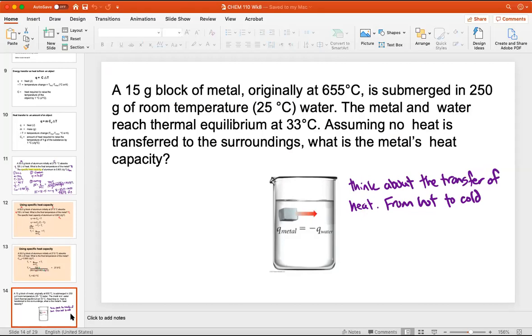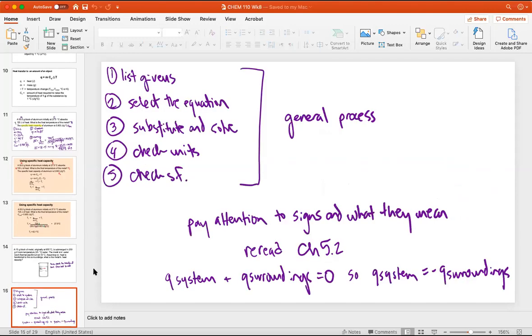So assuming that there's no heat transferred to the surroundings, what is the metal's heat capacity? So this is the case where we want to start to think about the transfer of heat. So heat is always transferred from hot to cold. And I've given you one example of where you could place the sign. But I want you to pay particular attention because if we look at how we might solve this problem, you're going to notice that there's a general process that we're going to use. So we're going to list our givens, we're going to select the equation, then we're going to substitute and solve. We're going to check our units and then check our significant figures.